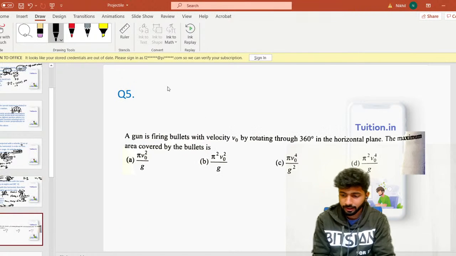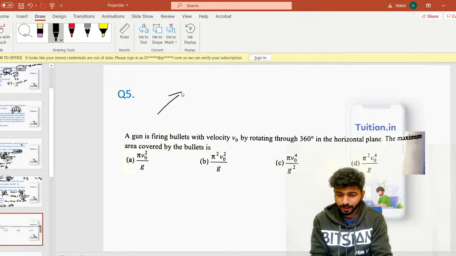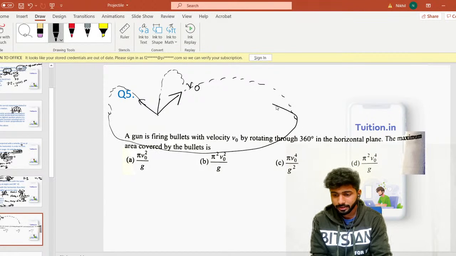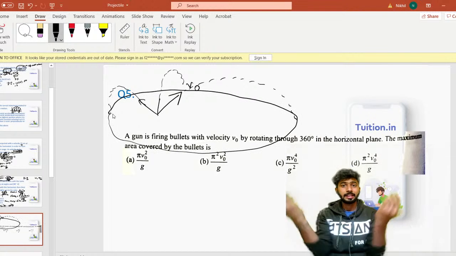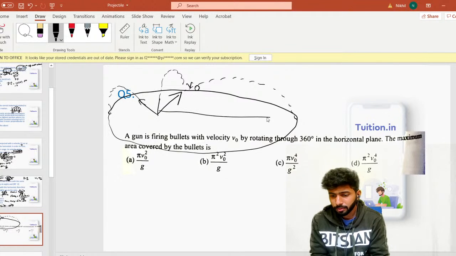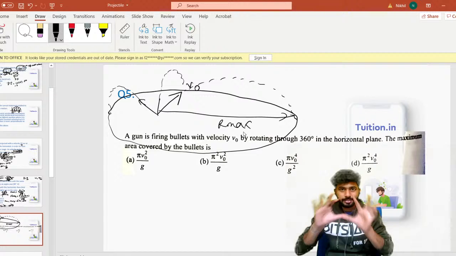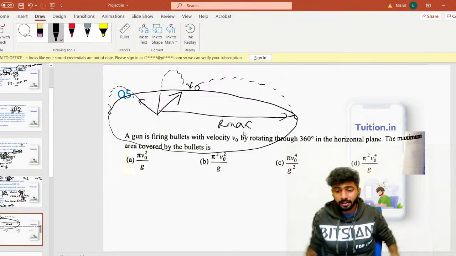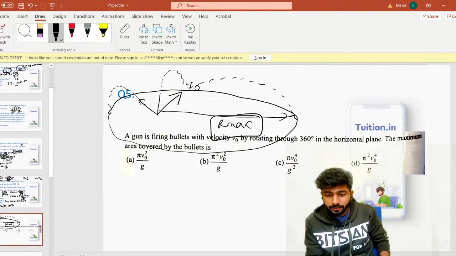Okay, so you have a gun firing bullets with velocity v0. This bullet will go all the way and fall. When the gun rotates that side, the bullet will go that side and fall. When the gun rotates this side, the bullet will go this side and fall, right? This way all these bullets cover a circular area. Now what is the maximum area of such a circle possible? If you want to maximize the area of the circle, you have to maximize the radius. The gun is rotating like this, throwing bullets, making a circle. So what is the maximum range possible?